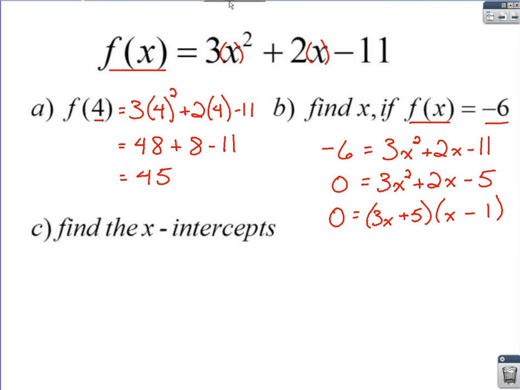All right, so setting each of these factors equal to 0. You've got 3x plus 5, set that equal to 0. If you solve that, subtract 5 over, divide by 3, x is going to equal -5/3. If I set x minus 1 equal to 0 and solve that, I'd be adding 1 over, so x is 1. Got my 2 values of x in this case, where if I plug back into the function, I'm going to get -6 back.